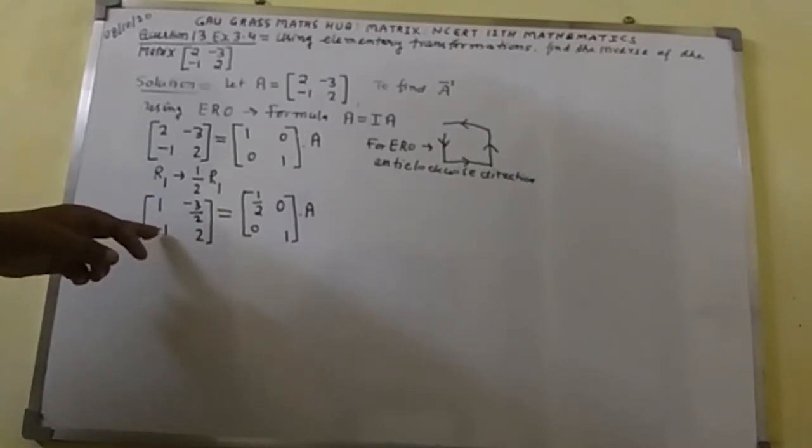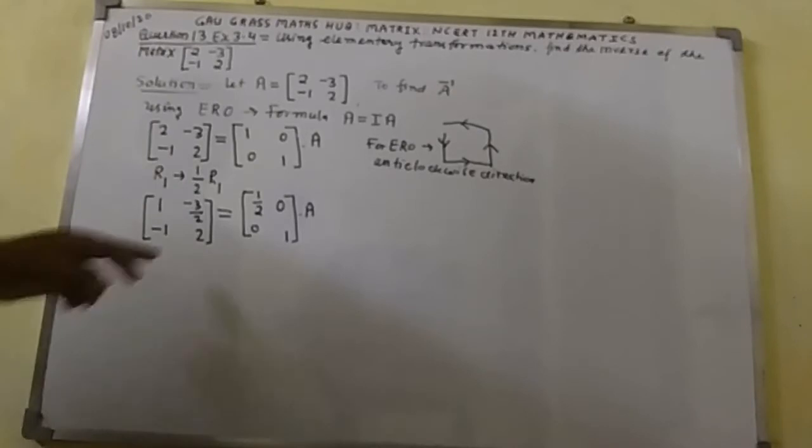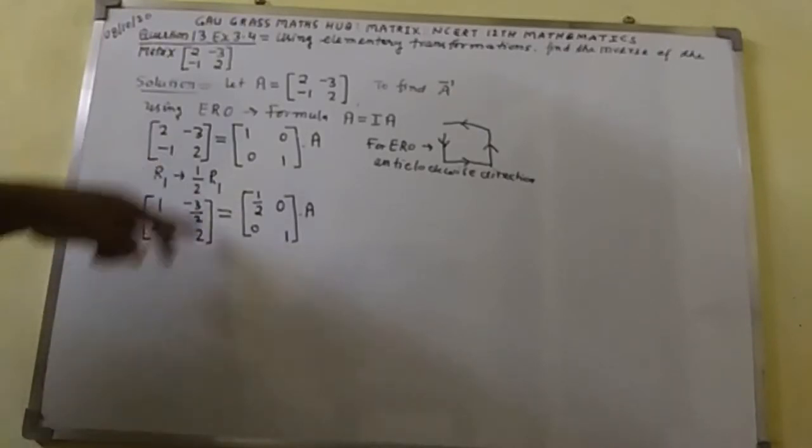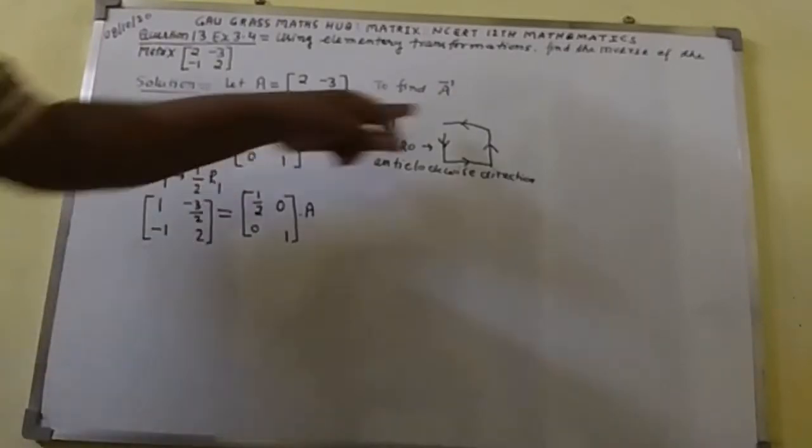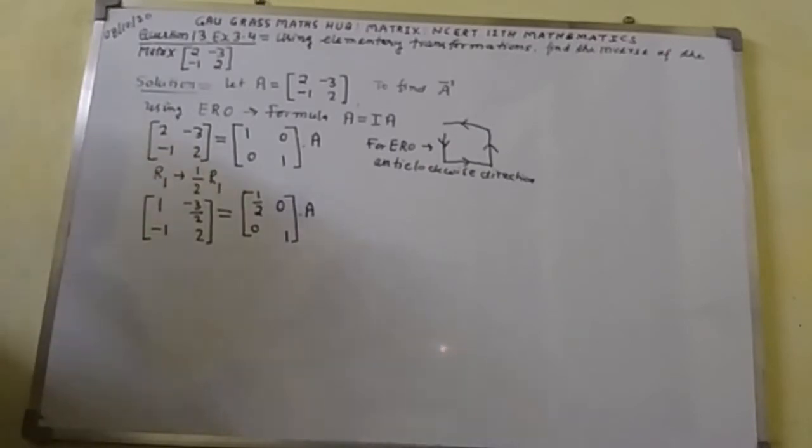Now we will try this for this element, because -1 here will be converted into 0, because all operations will be carried out in anti-clockwise direction. From here go to this one, so down we will go. So here -1 will be converted into 0.